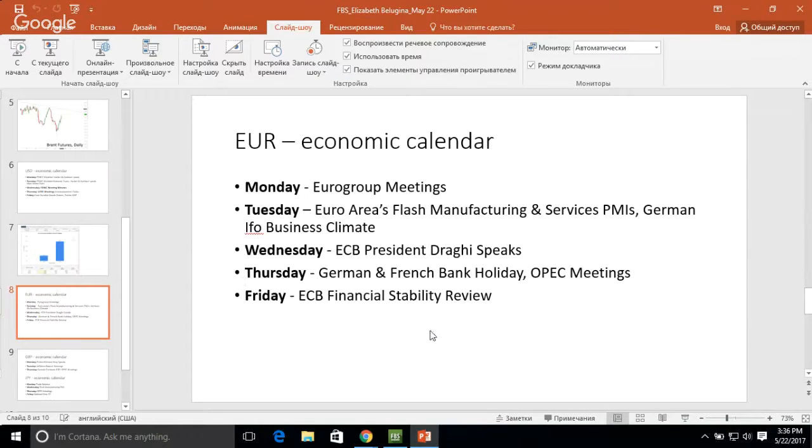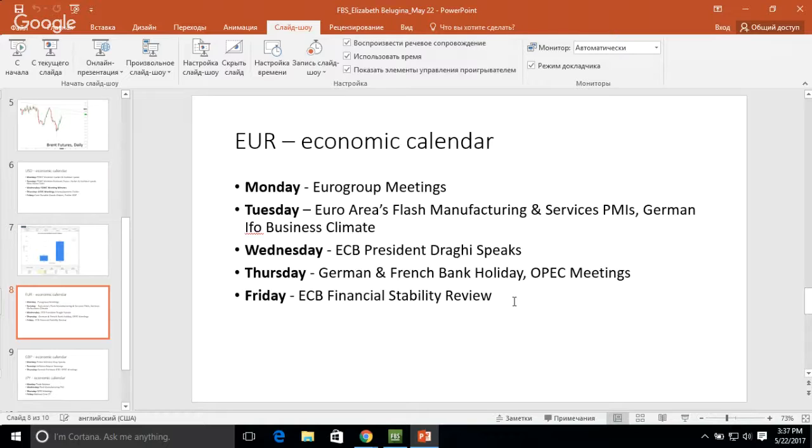Also, on Friday, there will be an ECB financial stability review. This is a release of minor importance. On Thursday, there will be lower liquidity because of German and French bank holiday. So some more volatile moves on the announcements from oil exporters are possible.